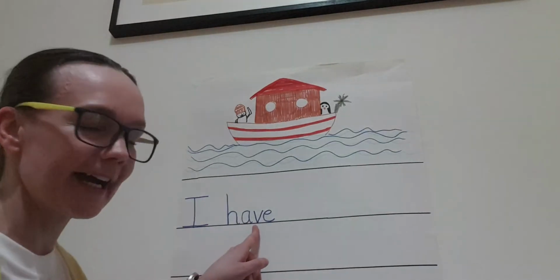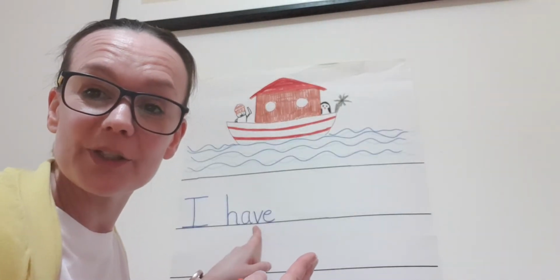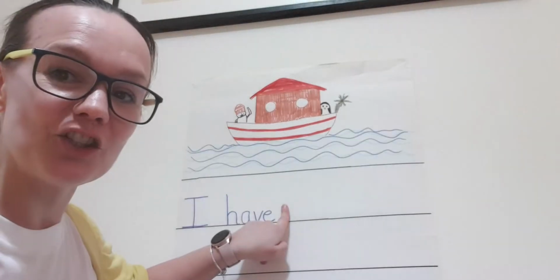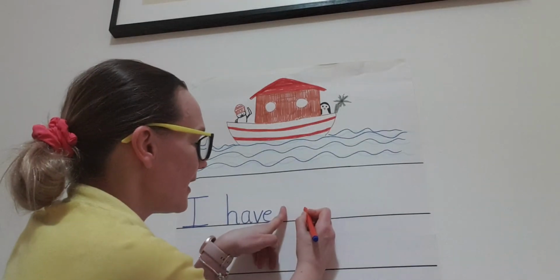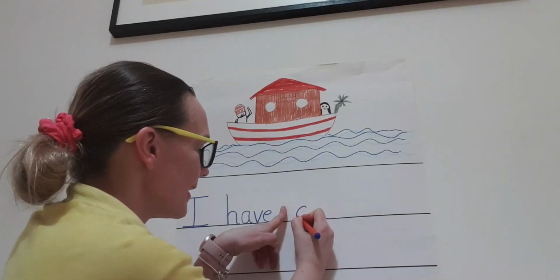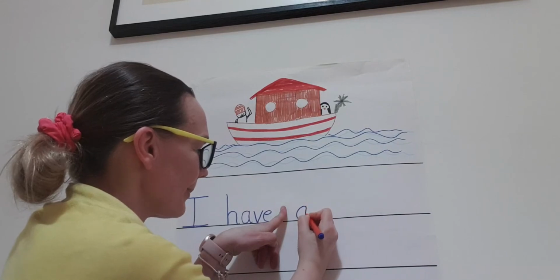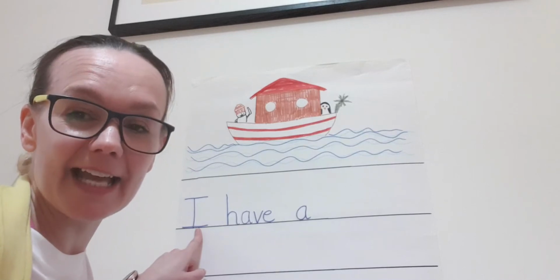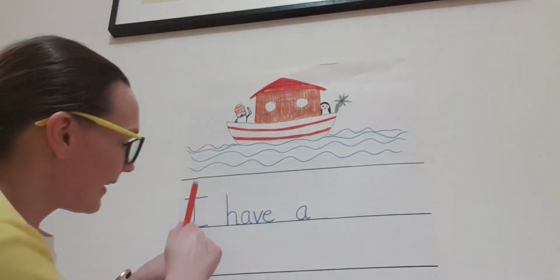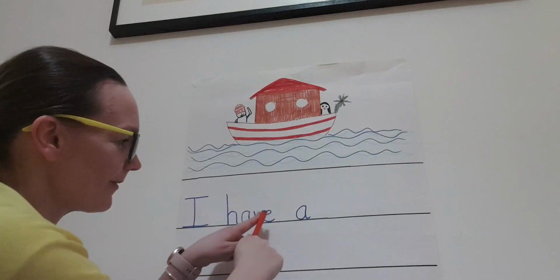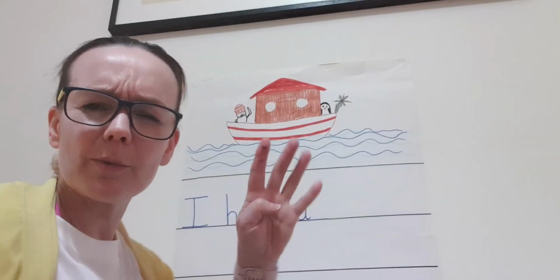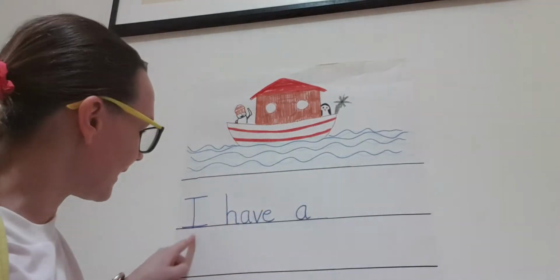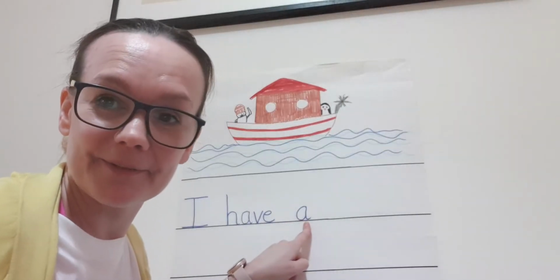So I've got I have, and my next word, my third word is I have a. Finger space because it's a new word. And it's just a lowercase a, all on its own. So letter C, curly curl, all the way up, and a tiny flick. I'm going to go back and read it again. Can you go back and read it again? I have a... What was that 4th word? What did I say this was called? I have a cabin. Good.